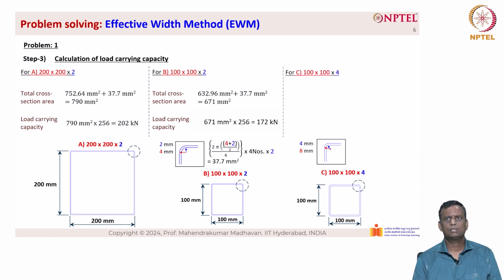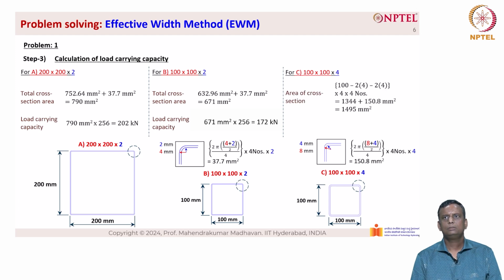The third one, which is the cross-section 100 by 100 by 4, we have the corner area 2 pi into (8 plus 4)/2. Here the outer radius is 8, inner radius is 4. So the mid radius is (8 plus 4), which is basically 12, divided by 2 is equal to 6. So 2 pi into 6 divided by 4 into 4 numbers into 4, which gives you the value 150.8 millimeters square. The flat area is 100 minus 2 into 4 minus 2 into 4, into 4 numbers, which is 1344, plus 150.8, we have 1495 millimeters square, which multiplied by 256 gives you 383 kilonewton.